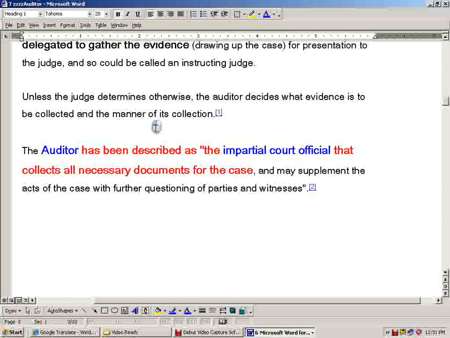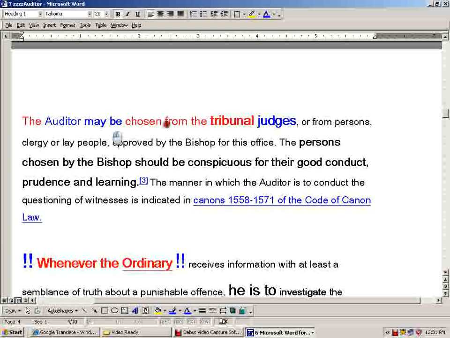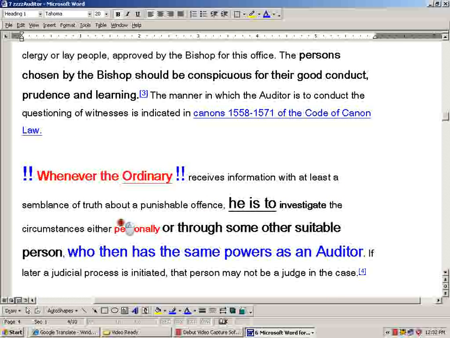Right? And that's what they're doing in the court. What's going to be accepted for the trial. The auditor has been described as the impartial court official that collects all necessary documents for the case. The auditor may be chosen from the tribunal judges. Right? So, auditors come from the tribunal judges. The person chosen by the bishop should be conspicuous for their good conduct, prudence, and learning. So it doesn't need to be a bishop. It could be appointed by the bishop.